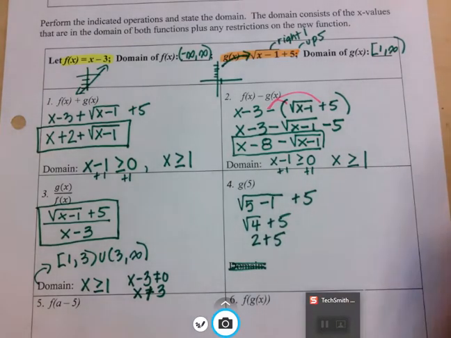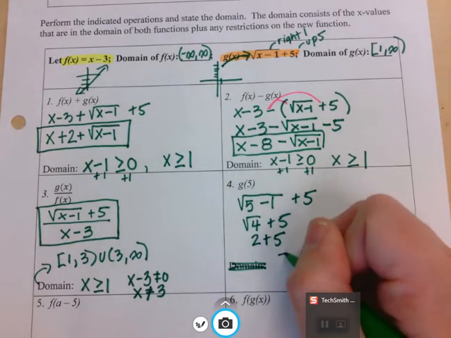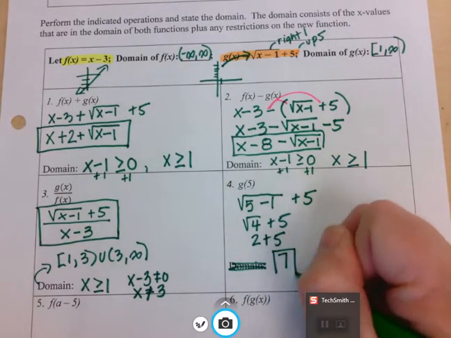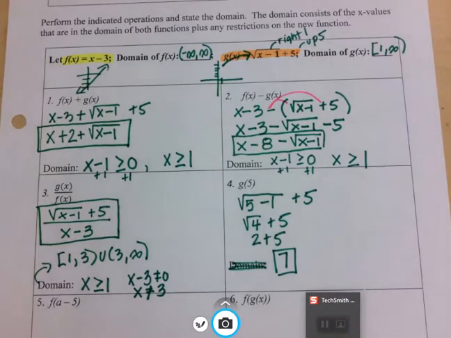Final answer? Very good. So g of 5 equals 7. So that means when 5 is the input, 7 is the output. So g of 5 equals 7? Mm-hmm.